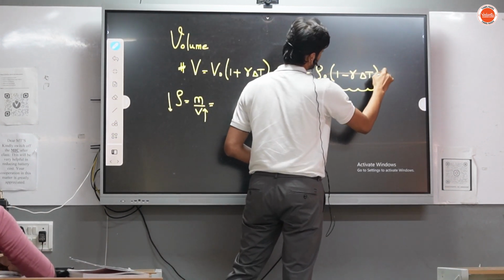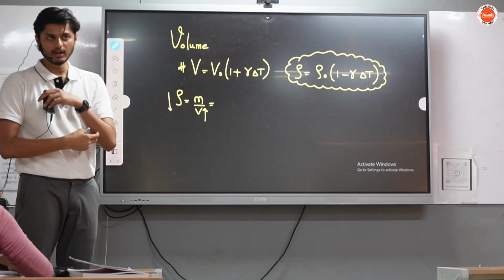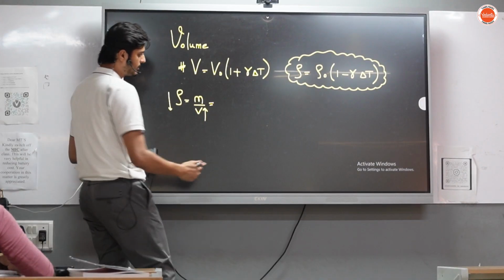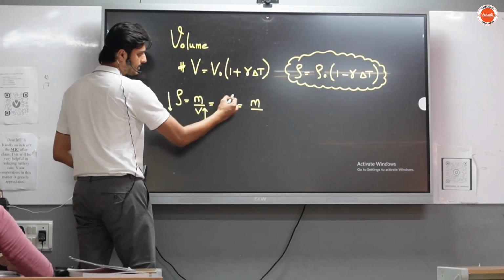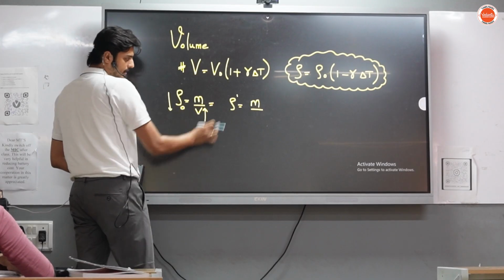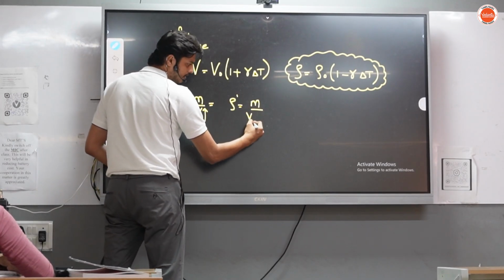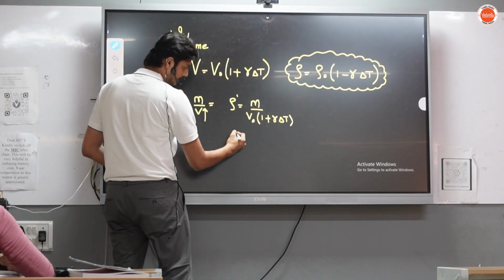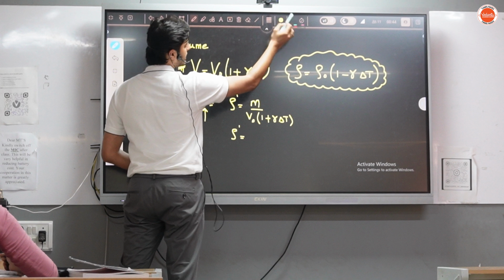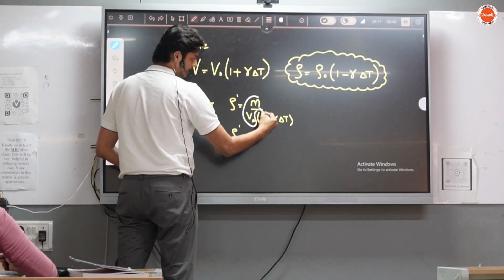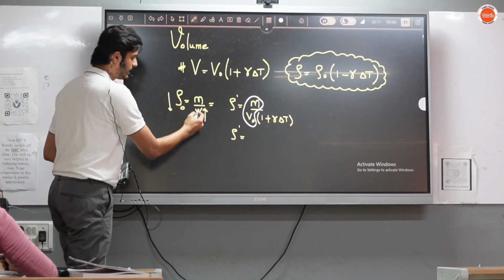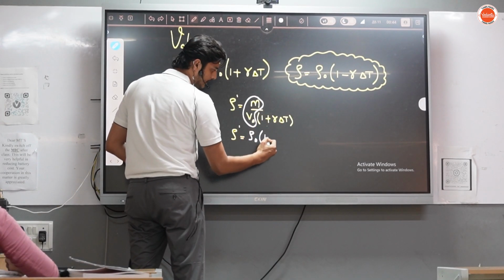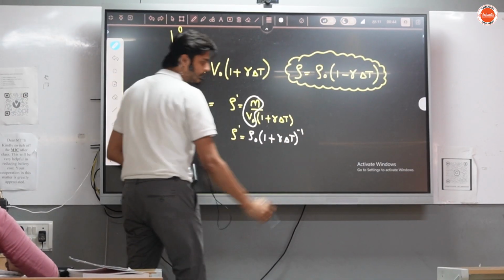But how did this come? We'll prove it. It decreases, so there is a minus. Density equals mass by volume. Old density is rho naught, equal to m by V naught. New density is mass by new volume, which is V naught into 1 plus gamma delta T. So rho naught into (1 plus gamma delta T) to the power minus 1.